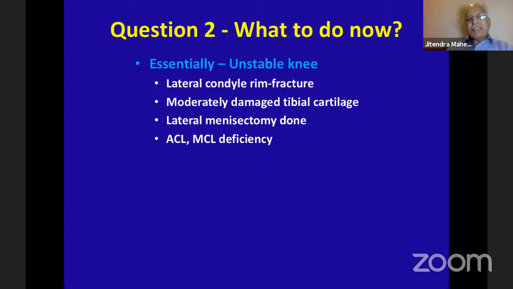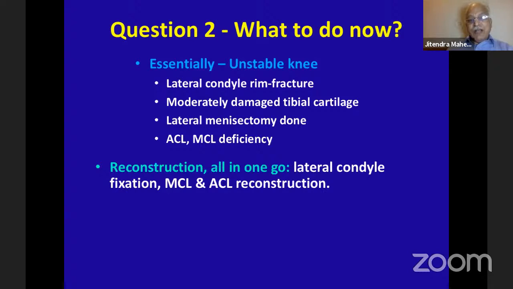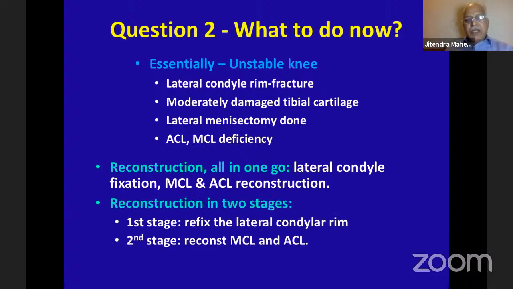So at 3 months, it was essentially an unstable knee. The lateral condyle rim fracture was there as it was, obviously contributing to instability, and moderately damaged tibial cartilage, which I had seen with my own eyes. Lateral meniscectomy was already done. ACL, MCL deficiency, patient is walking in valgus. Now, what good is this lateral joint to me in the short term and long term was my question. So I again thought, what do I do? Do I reconstruct everything now? Now that I have a good range of motion and the lateral condyle can be fixed, I can maybe do some grafting and fix my MCL as well as ACL and do everything, or reconstruct in 2 stages.